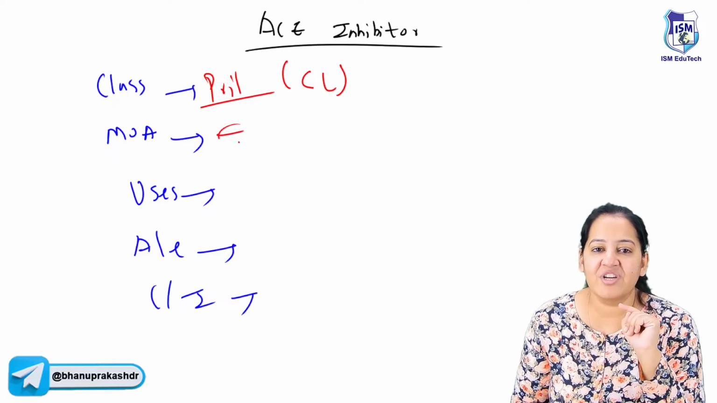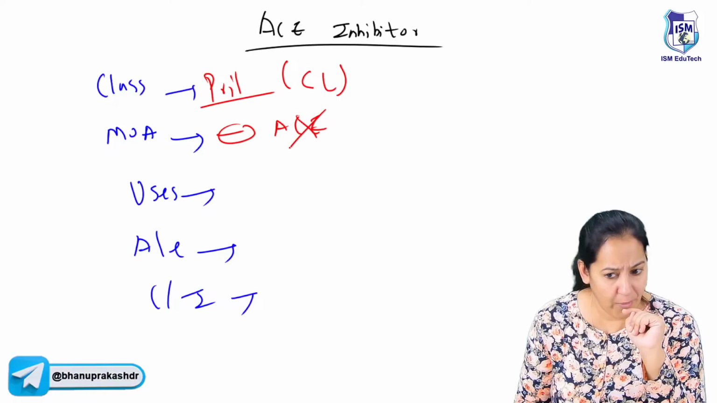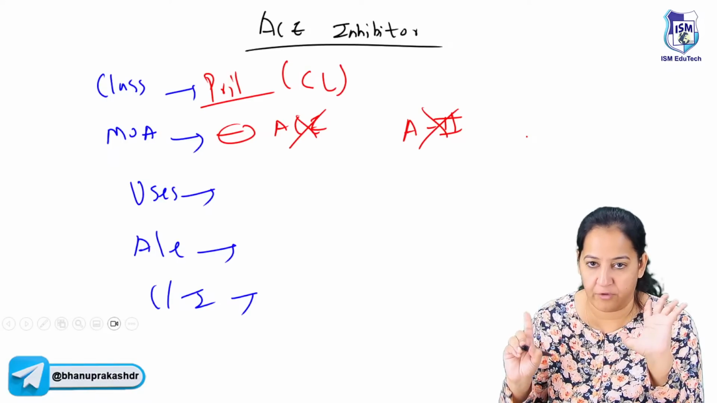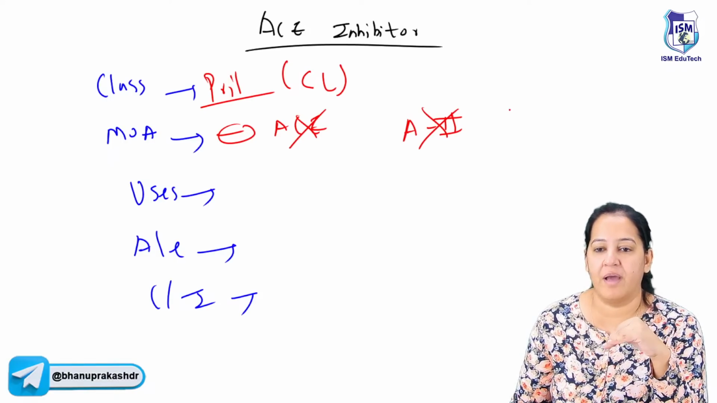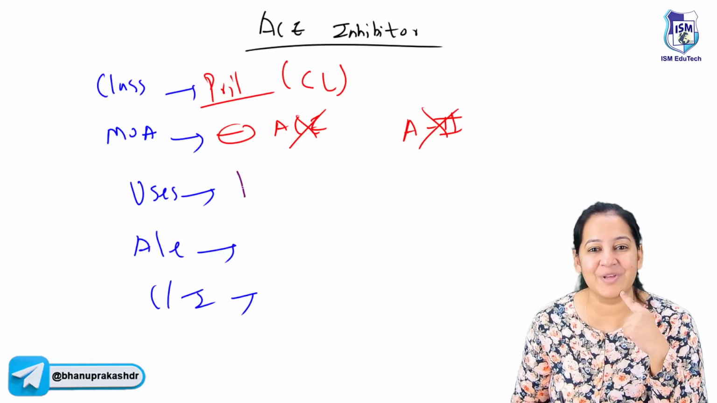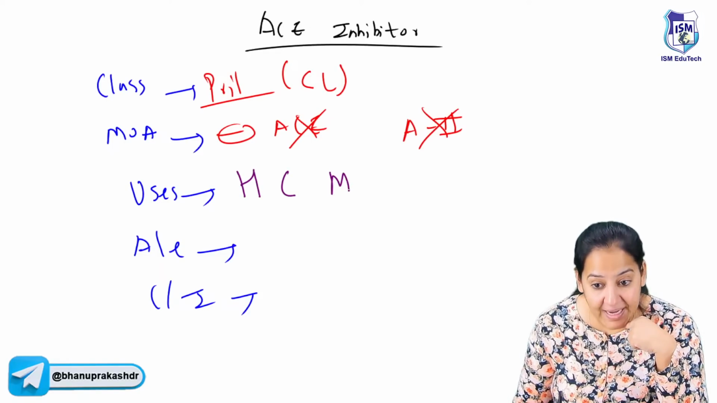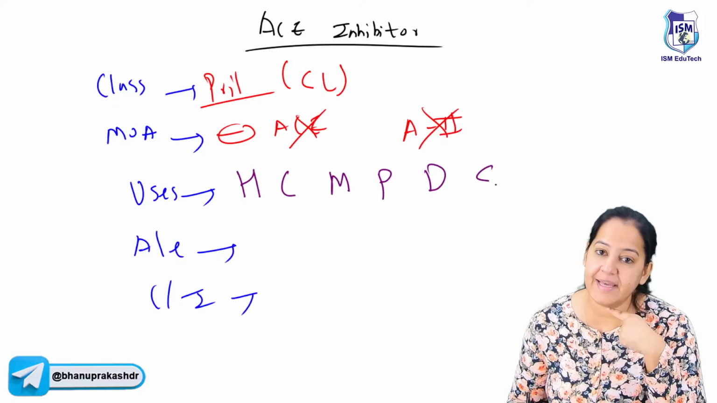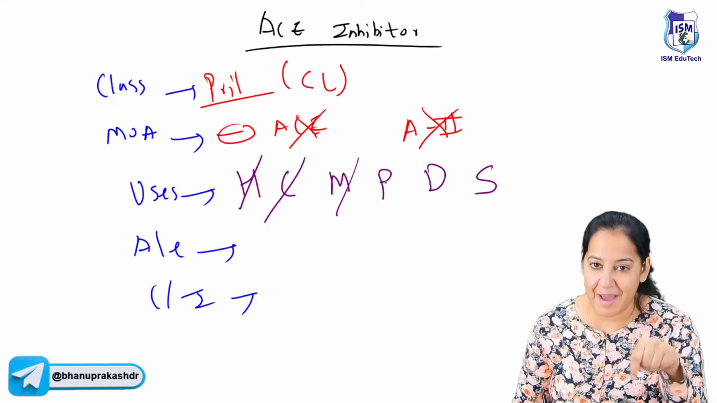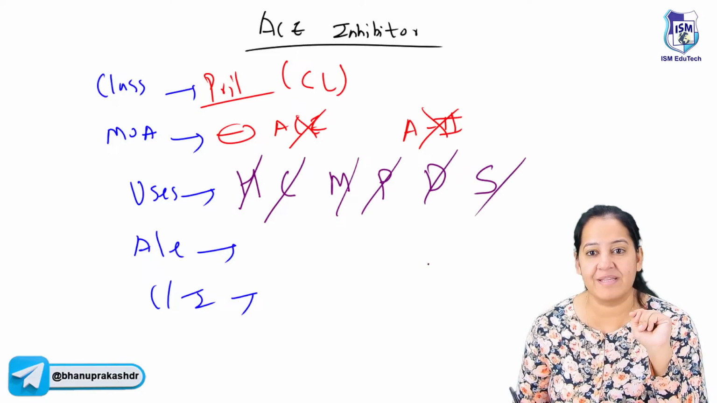Mechanism of action: it inhibits the ACE enzyme. No ACE, no angiotensin 2. No angiotensin 2, it will not function on its target organs and BP will fall. Uses, I have a mnemonic. The mnemonic is home care makes patient definitely strong. You know the full form? Hypertension, congestive heart failure, MI, prophylaxis of MI, diabetic nephropathy, scleroderma crisis.